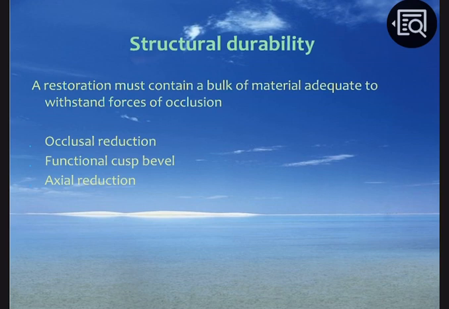So how will we provide structural durability in our crown? Number one, we have to provide adequate occlusal reduction. Number two, we will provide a functional cusp bevel. And number three, we should provide adequate axial reduction.